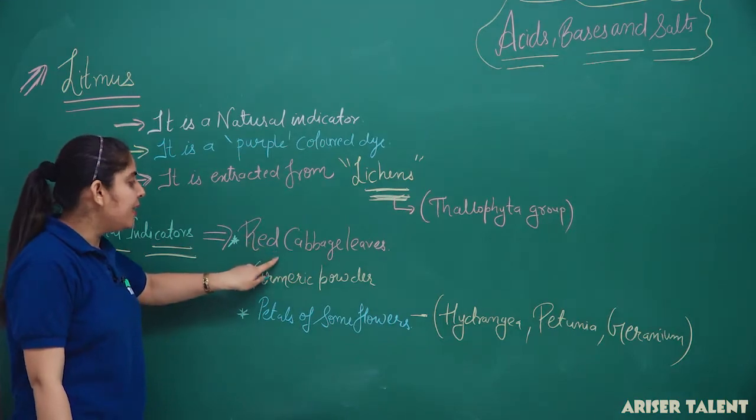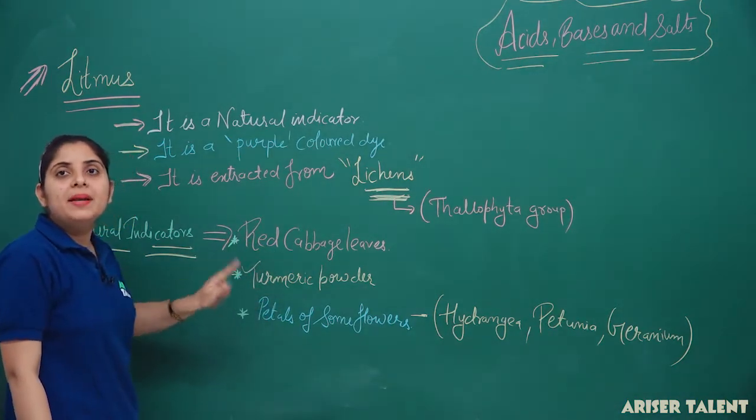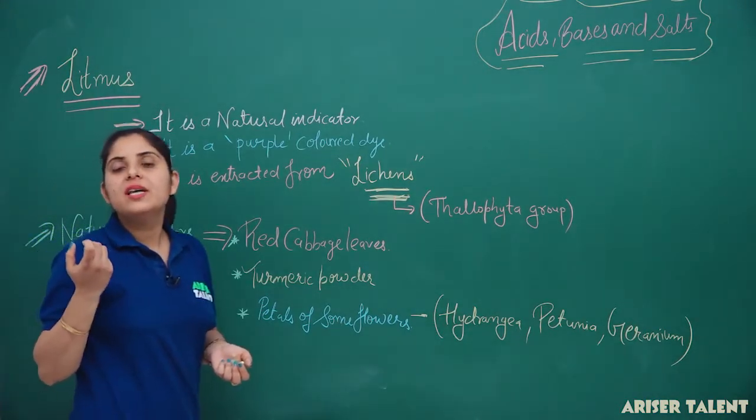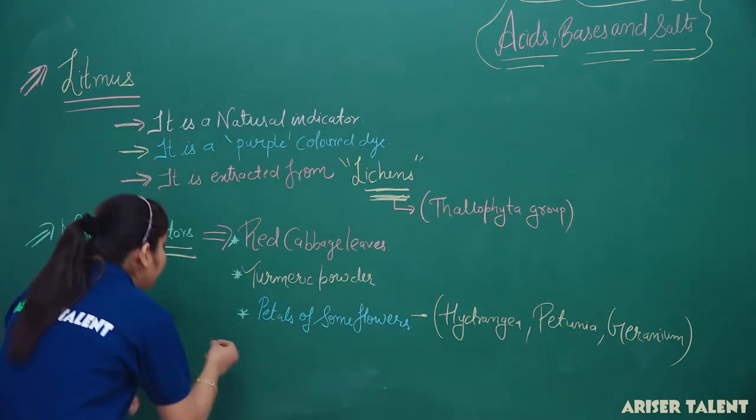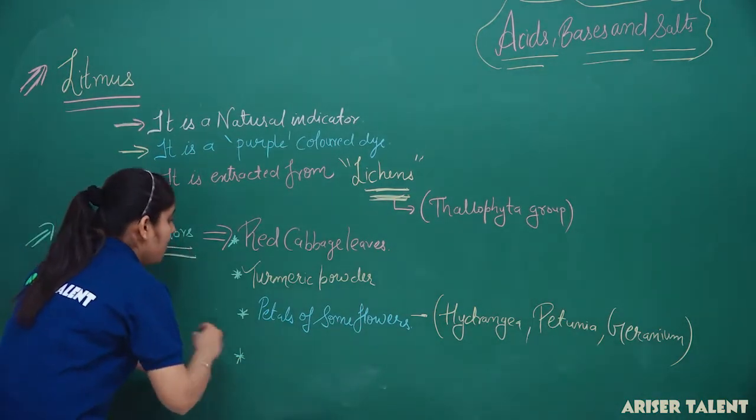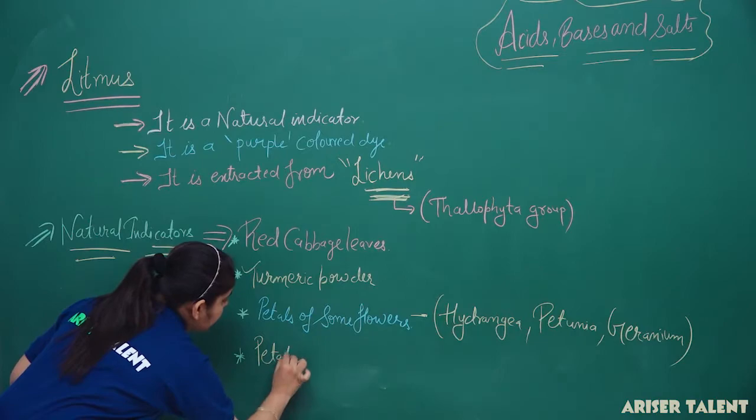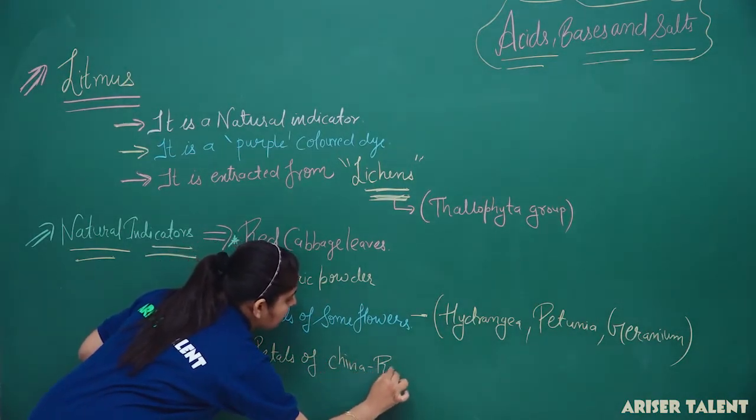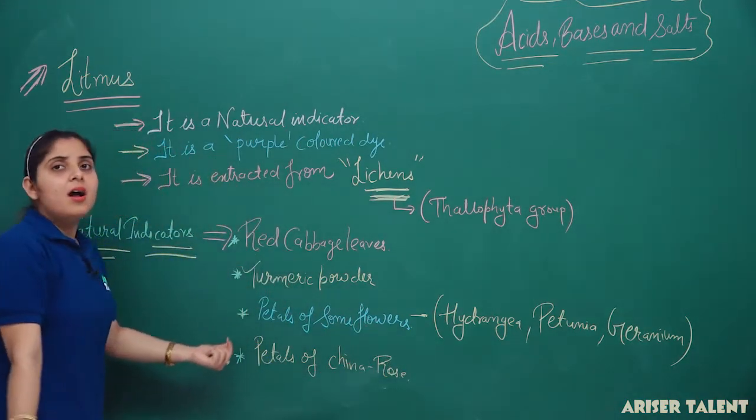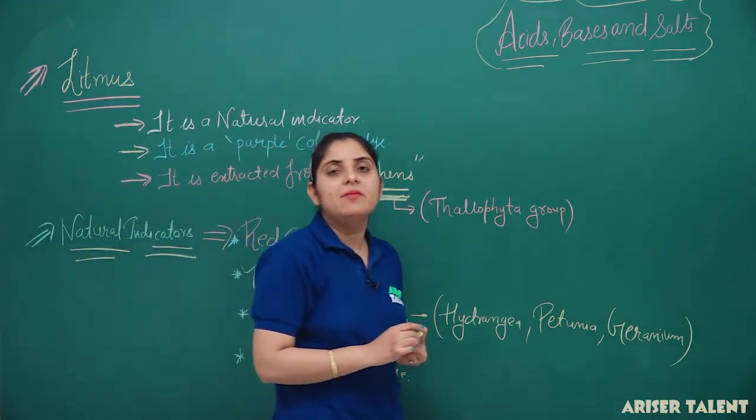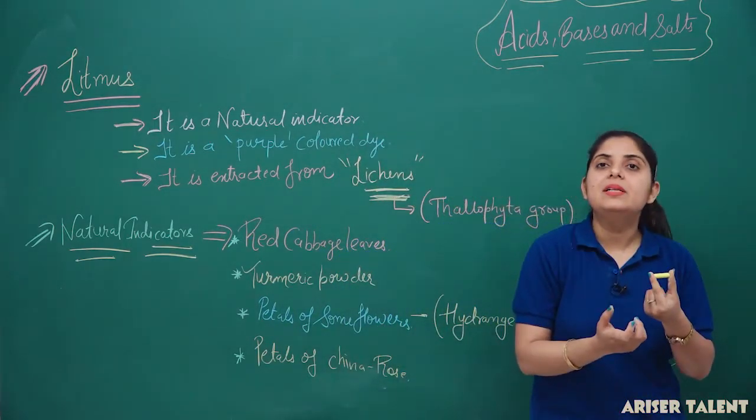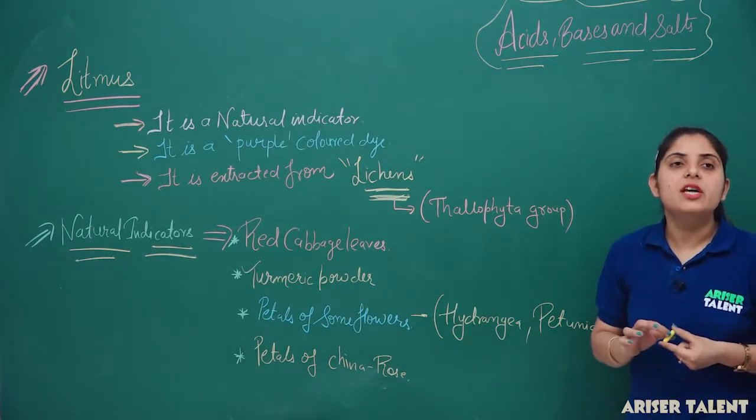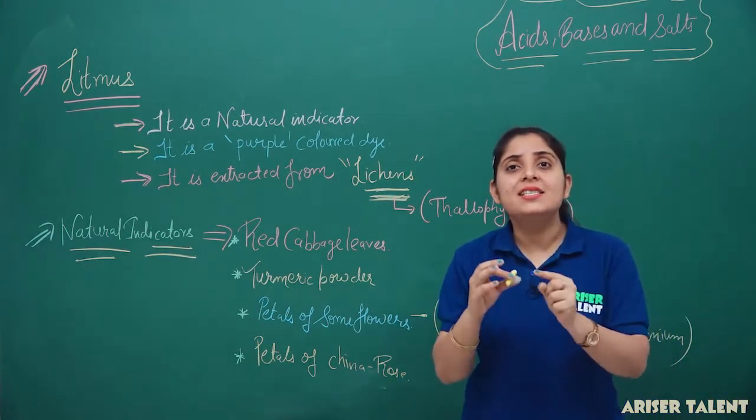We have red cabbage leaves, turmeric powder, petals of sunflowers. Sometimes petals of China rose can also be used as an indicator. So our fourth example will be petals of China rose. So here are some of the natural indicators that we can use. We have many more examples, and we have some synthetic indicators too, which are used to check whether a substance is acid or base.